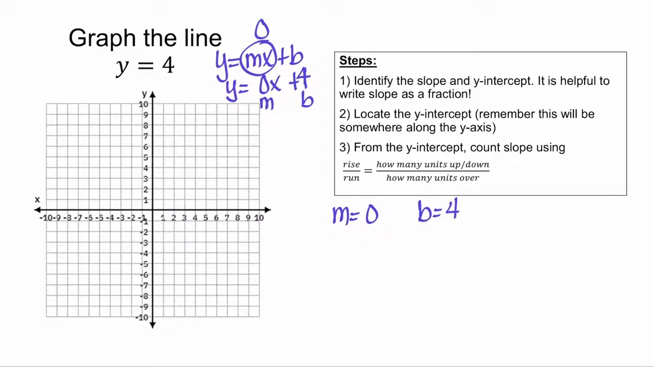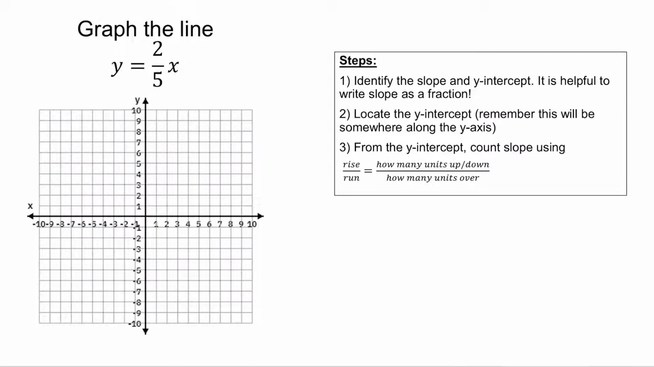So that means that my y-intercept will be at (0, 4). So I'm going to go to (0, 4) and put my first point there. Well, now I need to count my slope. Well, slope is 0, so that's 0/1, basically, right? So that means I'm going to go nowhere. I'm not going to go up or down, but I can go right or left. So I'm just going to plot my next point right here. I can just go over 1. I'm not going to go any up and down. So you can see that this is basically going to end up being the horizontal line that goes through y equals 4.